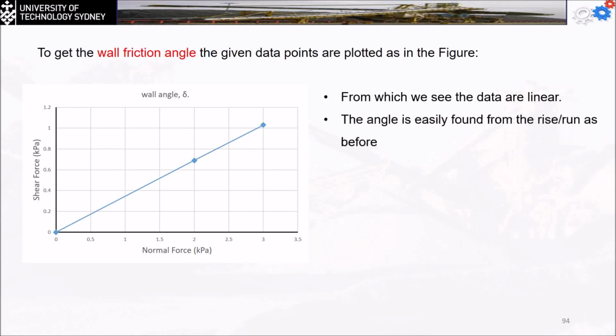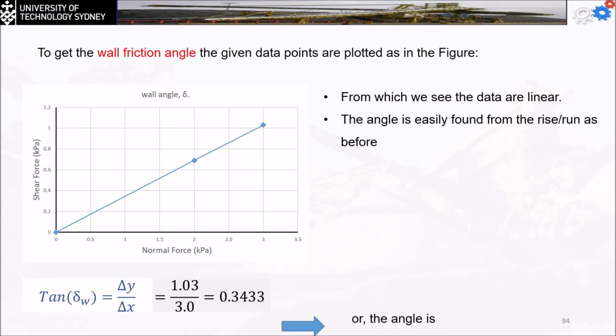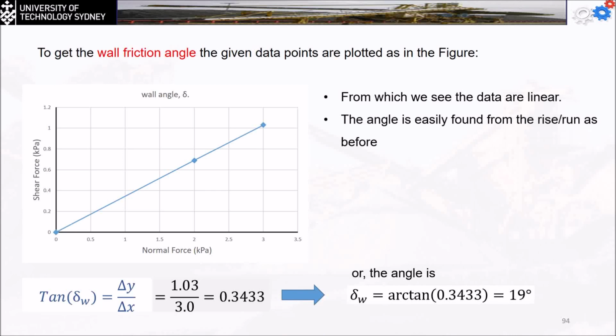From this we can see that the data are going to be linear. The angle is going to be easily found from the rise over run as before, so this will be delta y divided by delta x. The tangent of delta wall is going to be delta y divided by delta x, and this will give me the value 0.3433. That means the delta wall is going to be equal to 19 degrees.